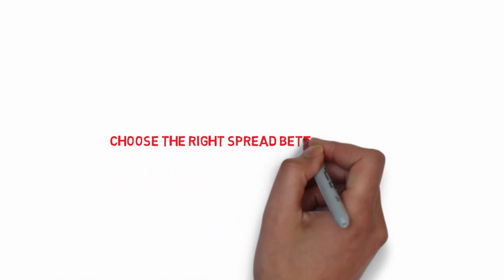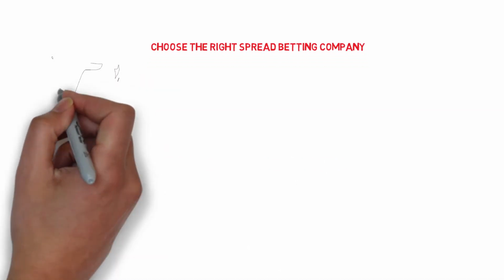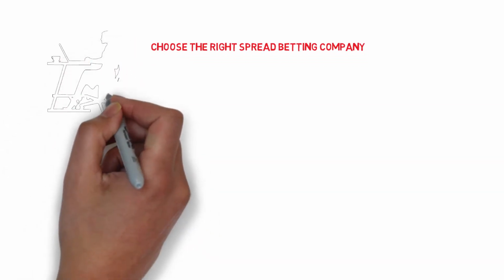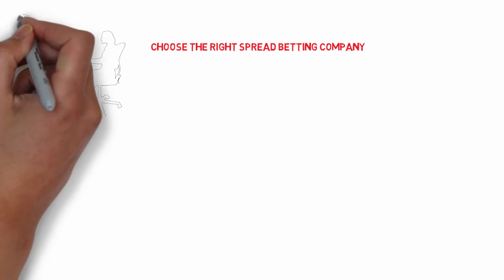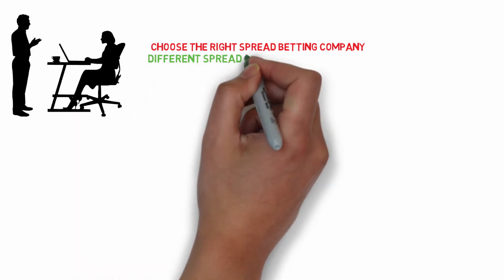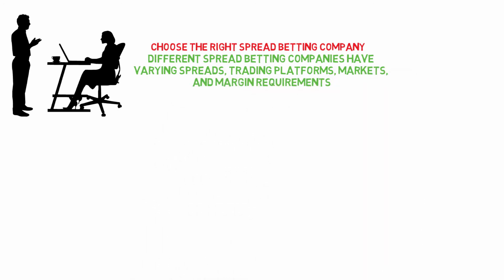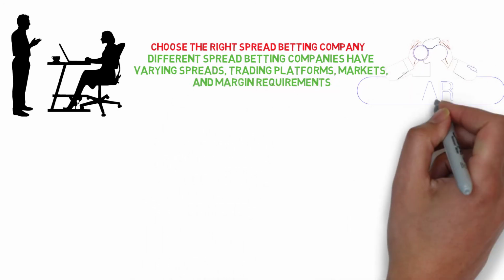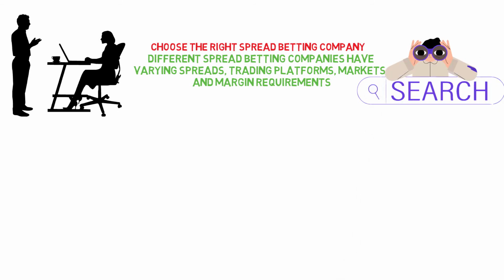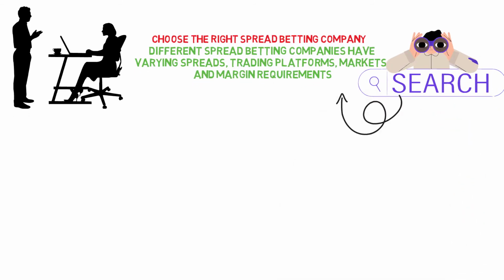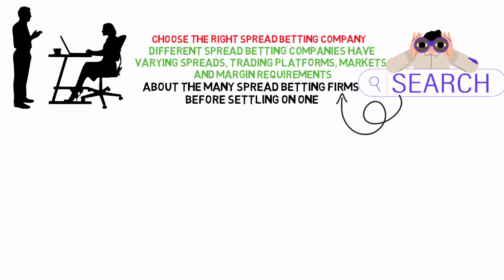Choose the right spread betting company. Another aspect of your spread betting company plan is the firm you select for spread betting. Different spread betting companies have varying spreads, trading platforms, markets, and margin requirements. It's in your best interest to do your homework and discover as much as you can about the many spread betting firms before settling on one.